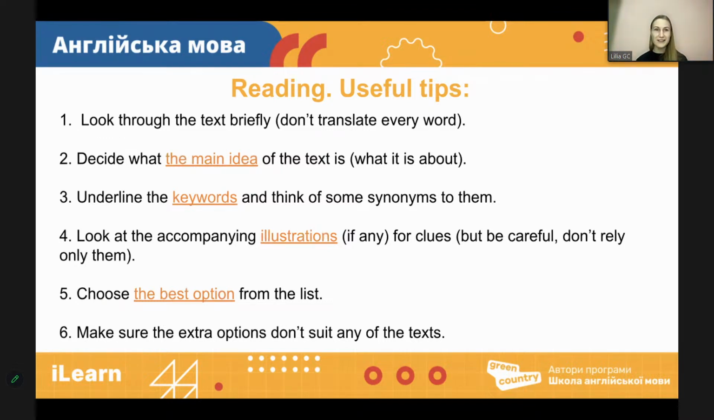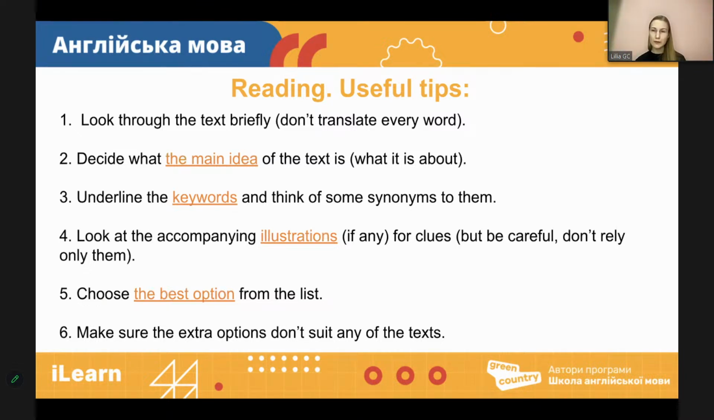All right. So then, let's check all the tips here. So firstly, we look through the text briefly. We don't translate everything. We get the main idea. Then we can underline the keywords. That's really helpful. And maybe think of some synonyms to them. So education, some training courses, stuff like that, right?